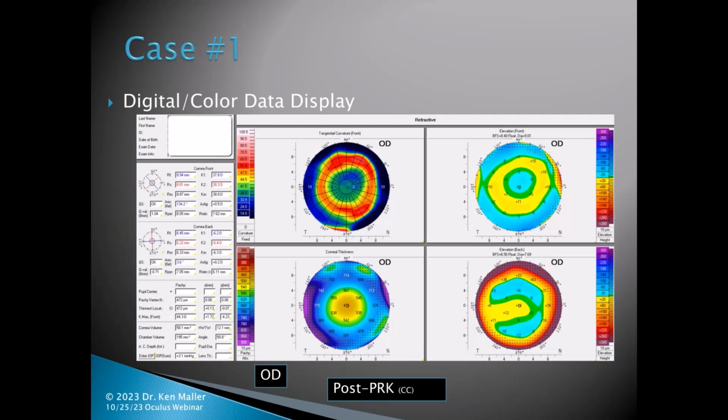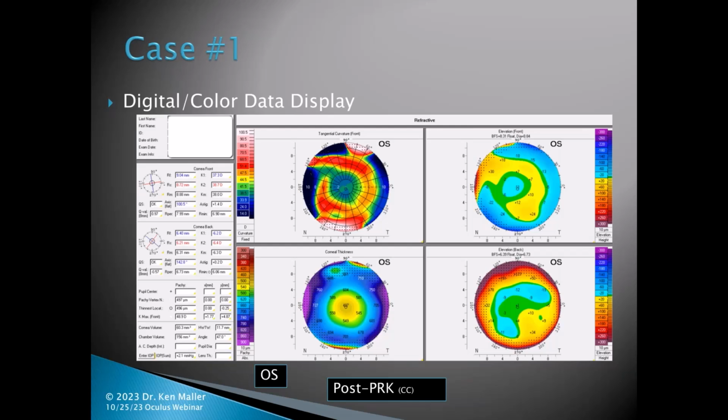And when we take a look at the color data display of this, you can see my tangential curvature map. I always like to take a look at that. That's not looking particularly awful, given that this is a post-PRK eye. Elevation map was actually fairly regular. Corneal thickness, of course, is a little bit thinner than we would expect for a normal cornea, but she has had a corneal thinning procedure. And the back surface really doesn't look all that irregular either. This is the right eye.